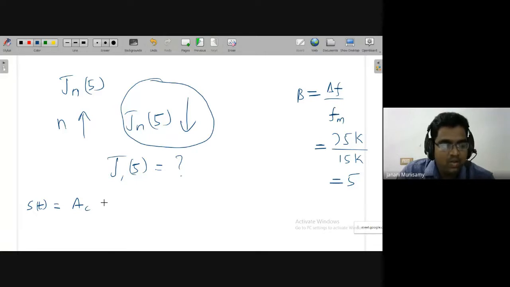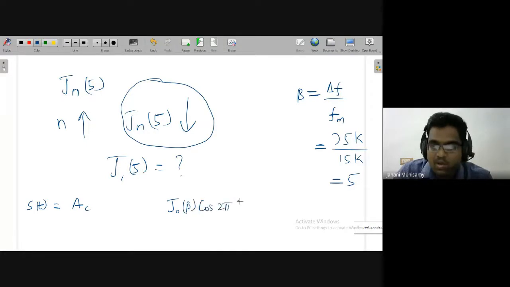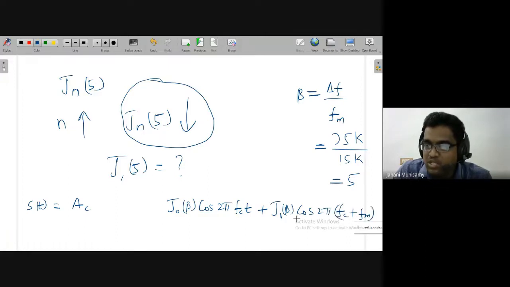Say n value I can vary. First n I can put 0. If n is 0, say J0, again beta, J0 beta cos 2 pi FCT. If n is 1, J1 beta cos 2 pi Fc plus Fm. If n is 2, I will get Fc plus 2 Fm. Like that, I can put n negative value also.